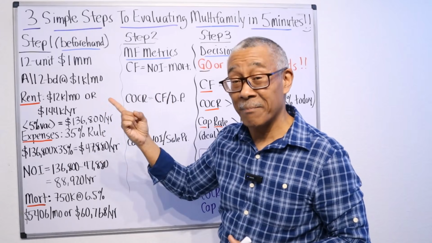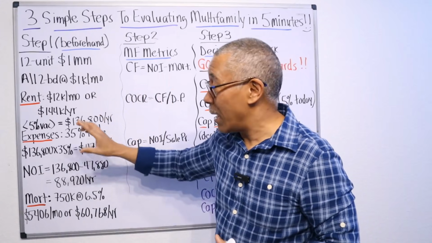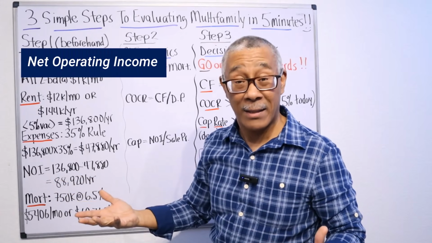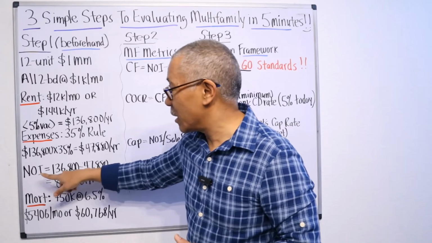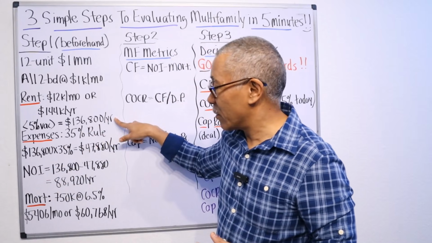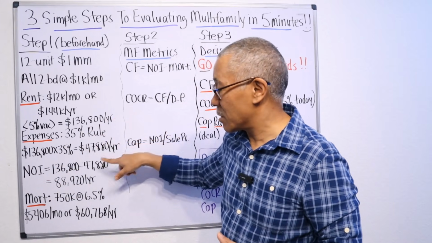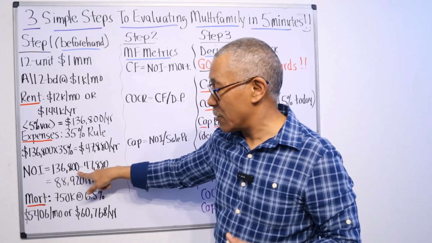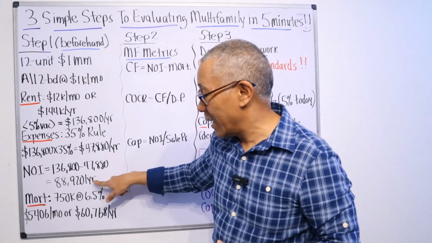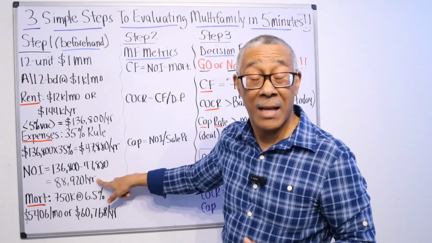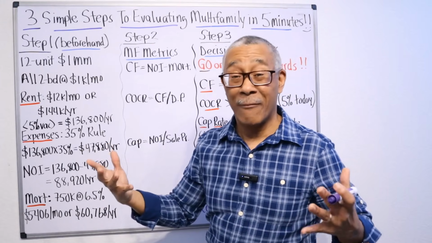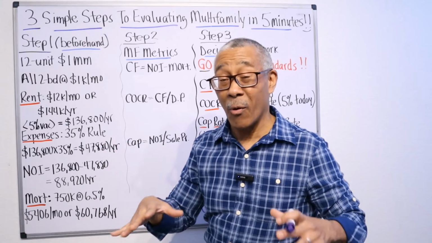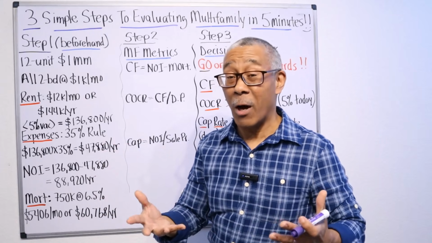Okay, so I have income, I have expenses. Now, while I'm down here, I might as well calculate the net operating income, the NOI. The NOI is equal to your effective gross income minus your expenses. So 136,800 minus 47,880 equals 88,920 per year. That's my net operating income. And you know by now from watching all my videos, that's a very important number. And I'll share with you again why in a second.